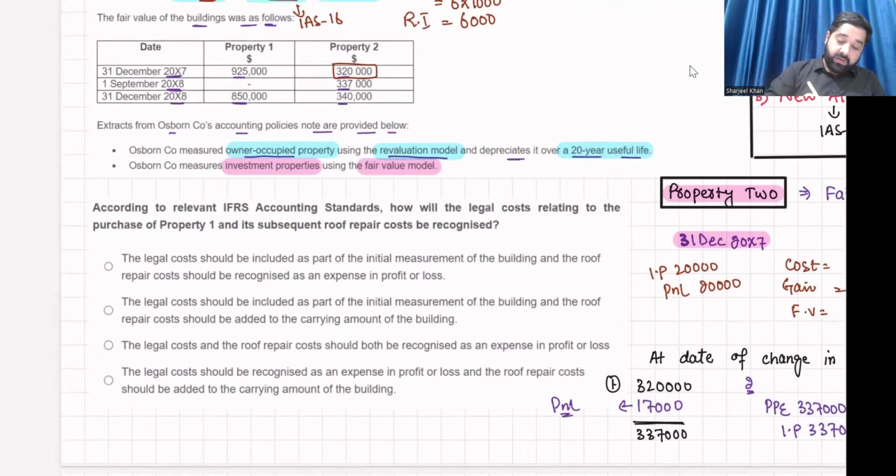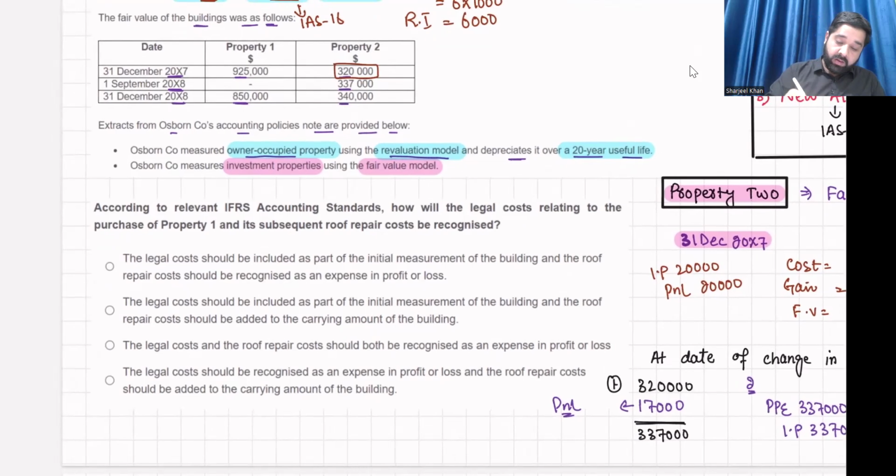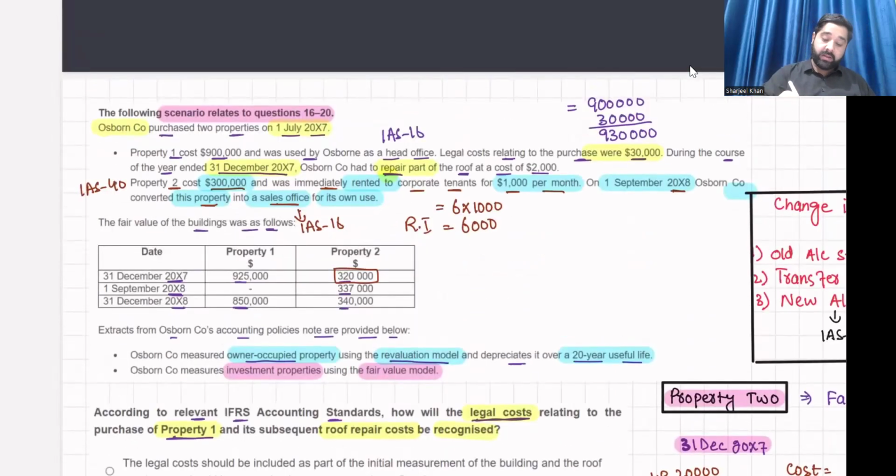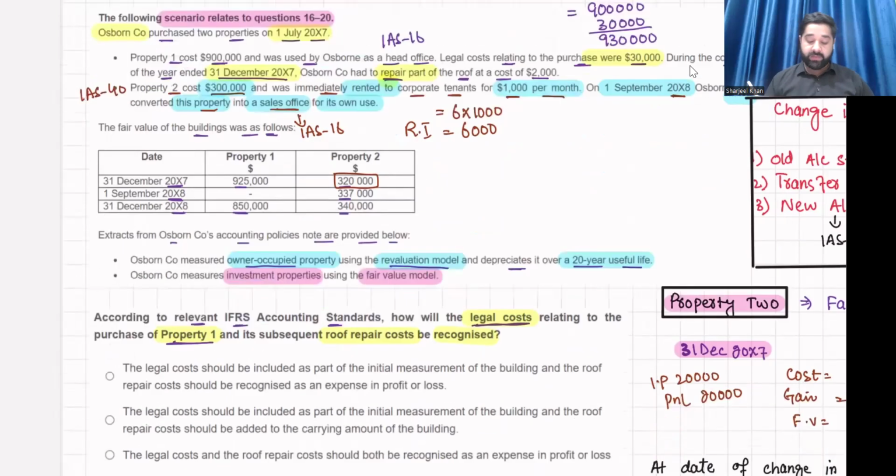right? The first requirement, according to the relevant IFRS accounting standard, how will the legal cost relating to the purchase of property 1, examiner is talking about the property 1, and its subsequent roof repair cost be recognized? So I already told you here that the legal cost should be capitalized because it's a compulsory, directly attributable cost. And repairing cost is a revenue expenditure, so it should be expensed out to profit or loss immediately.